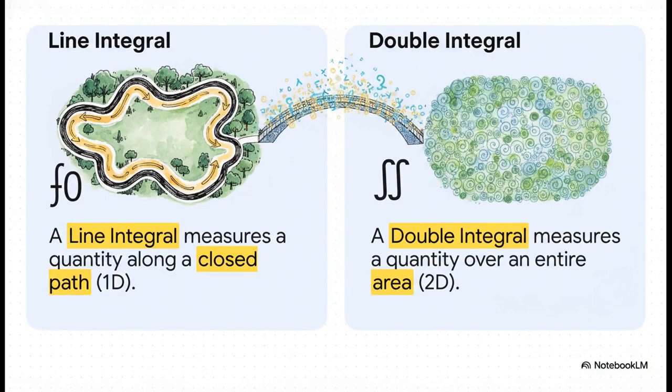Okay, let's get our two main players straight. On one hand, you've got the line integral. This measures something along a closed path. Think of it as the big picture macro effect you get from walking the entire perimeter of a park. On the other hand, we've got the double integral. This adds up a quantity over a whole area, kind of like summing up the value of every single tiny point inside that park. It's the sum of all the micro effects. Green's theorem is the bridge that connects them.